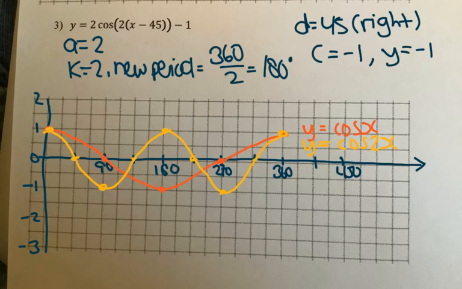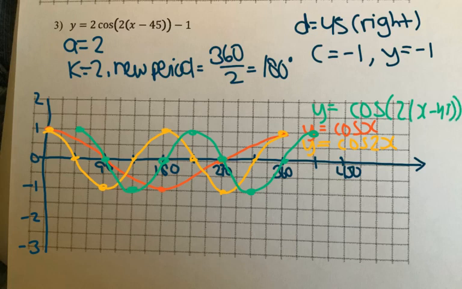The next thing we do is the d value, so we're going to shift 45 degrees to the right. So every point is going to move over 2 lines. And then connect with a smooth curve. So green is y equals cos (2x minus 45).